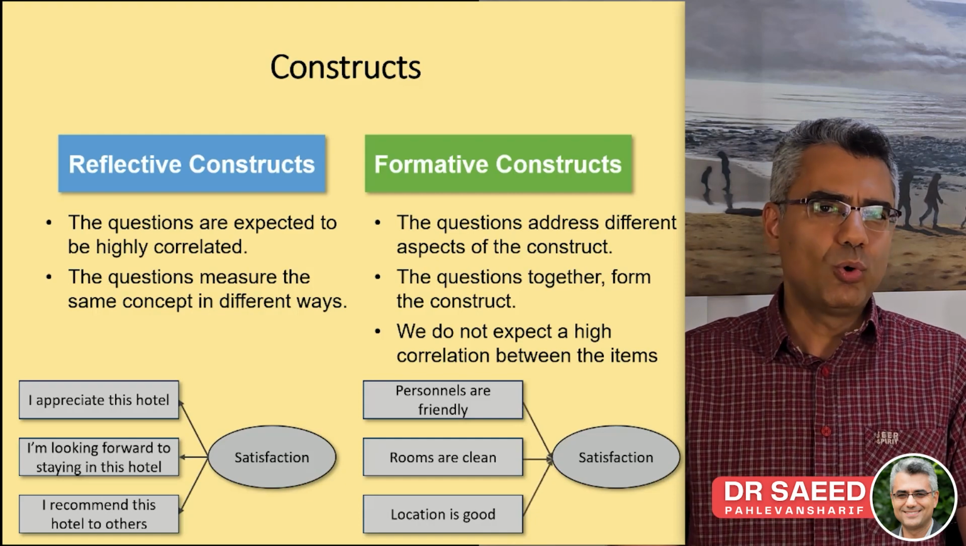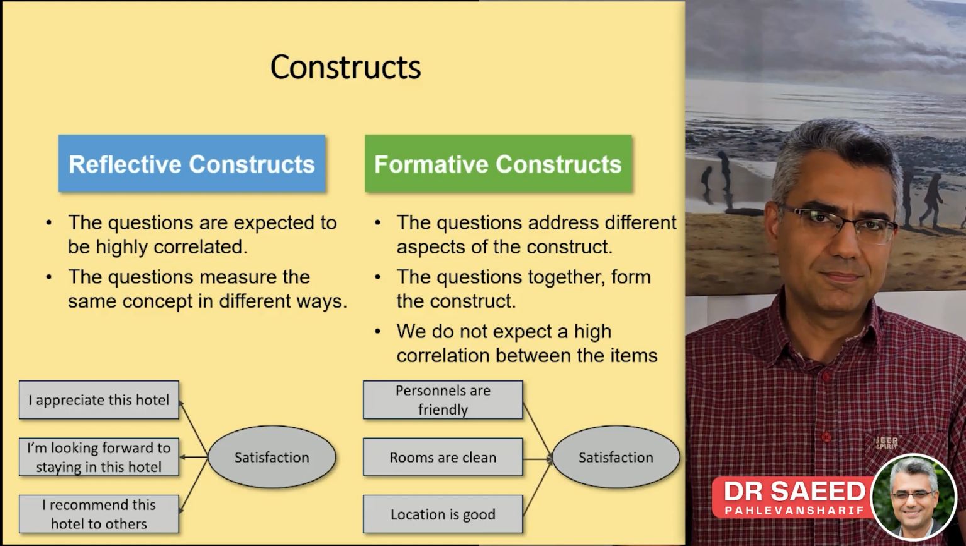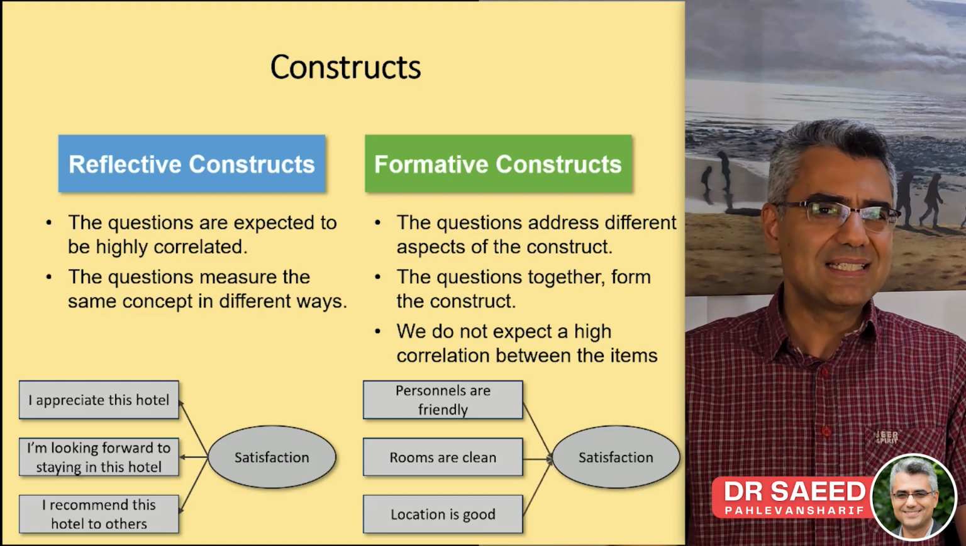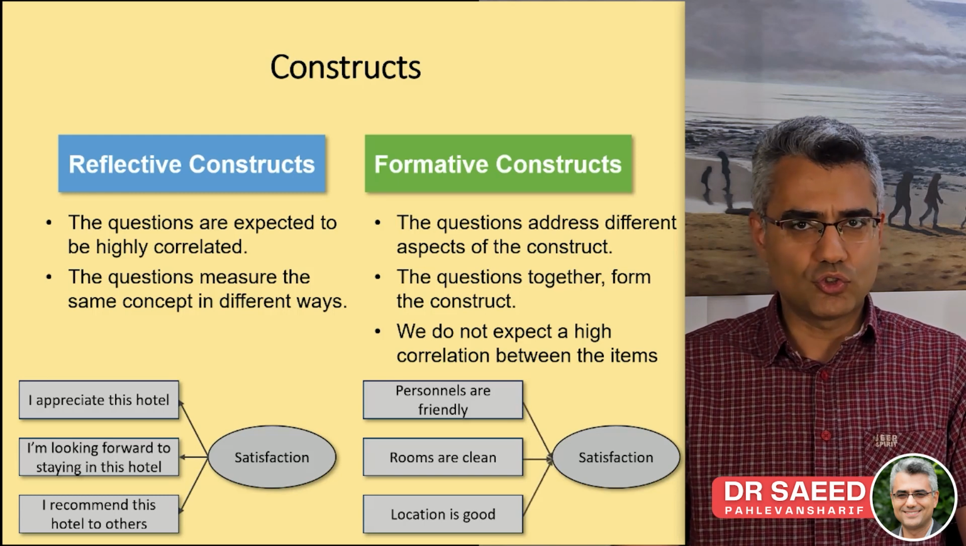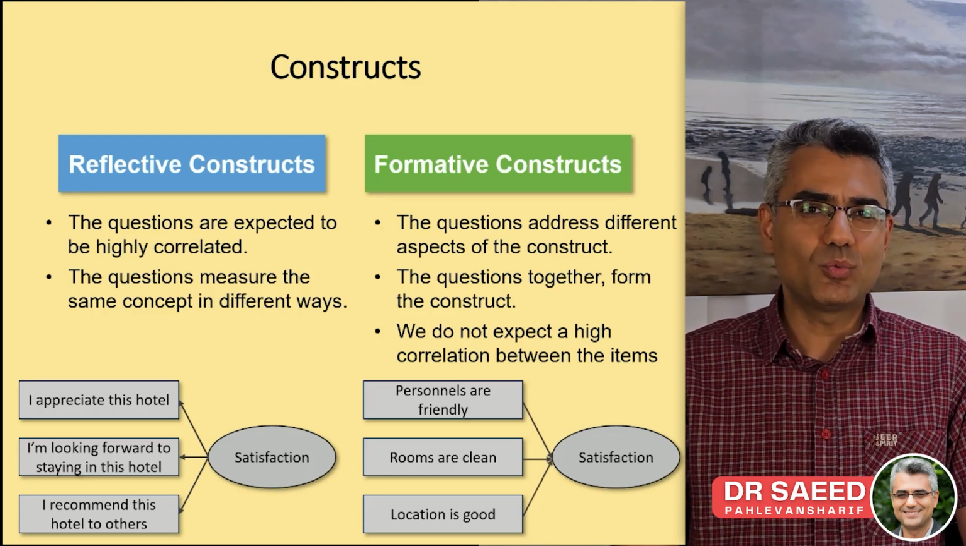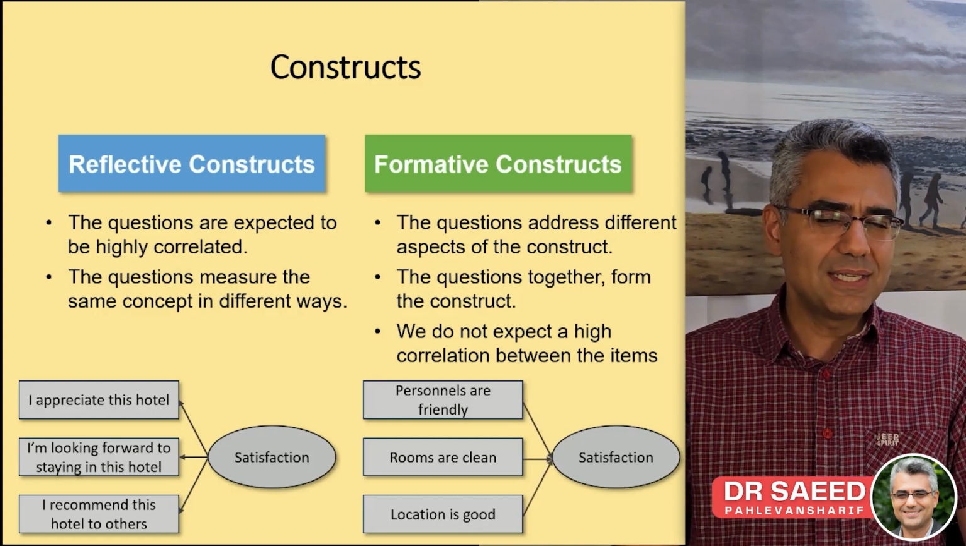As a result, we don't necessarily expect a high correlation between the formative indicators. In this case, as you can see, the single-headed arrows represent causality from the items to the constructs. This indicates that your satisfaction with the hotel results from your satisfaction with personnel, room quality, and location. The choice between reflective and formative constructs impacts the selection of the data analysis technique. For example, if you are keen to use CB-SEM, you need to ensure that you employ reflective measures in your model.